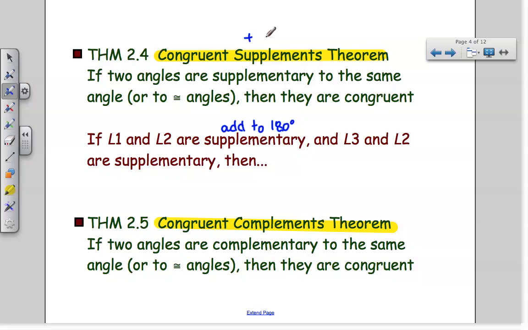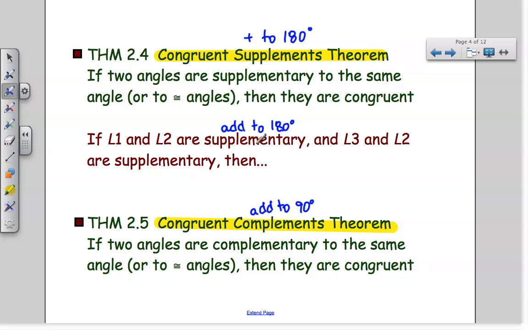Okay, supplementary, they add to 180 degrees. Remember that complementary means that they add to 90 degrees. Let's try to decipher this congruent supplements theorem here. If two angles are supplementary to the same angle, then they are congruent.